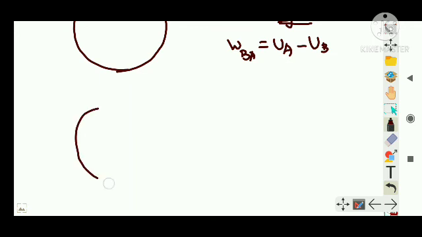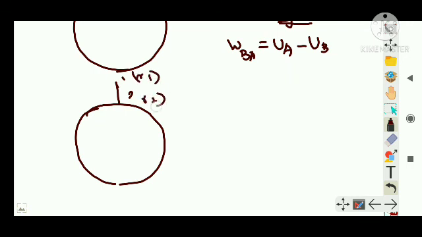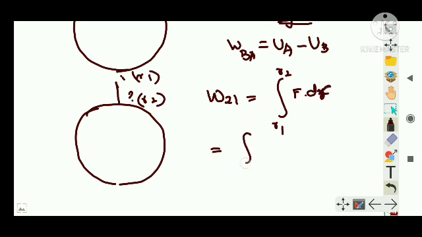Right? So let's say this is the first position, and this is the second position. Let's say this is the r1 vector and this position is the r2 vector. So the work done to move from the first position to the second position is the integral from r1 to r2 of F dr, where F is variable, so that is equal to the integral from r1 to r2 of GMm divided by r squared.